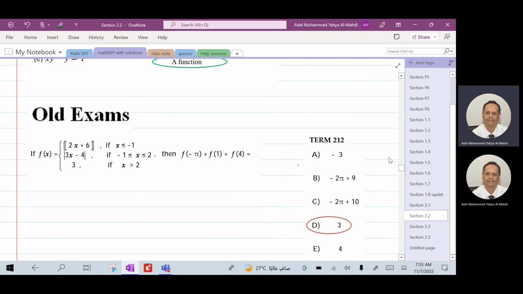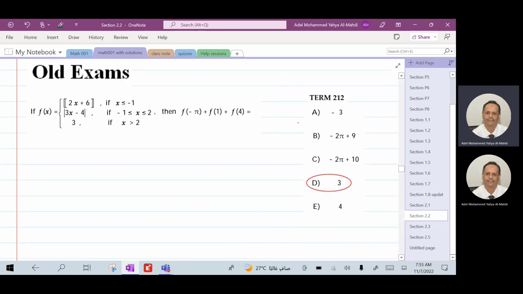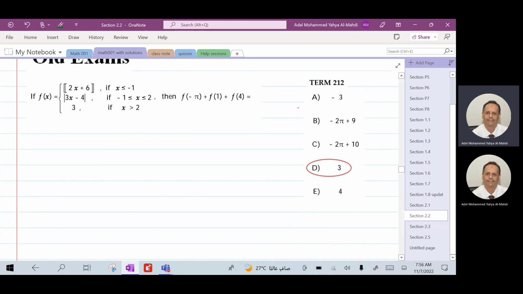It was in 2.2. We are given here f, which is a piecewise function. We need to find f at minus pi plus f at 1 plus f at 4. So look here, our job is to find the value of f at some specific real numbers. So here you have to know where your number is. For example, minus pi. Where is minus pi?